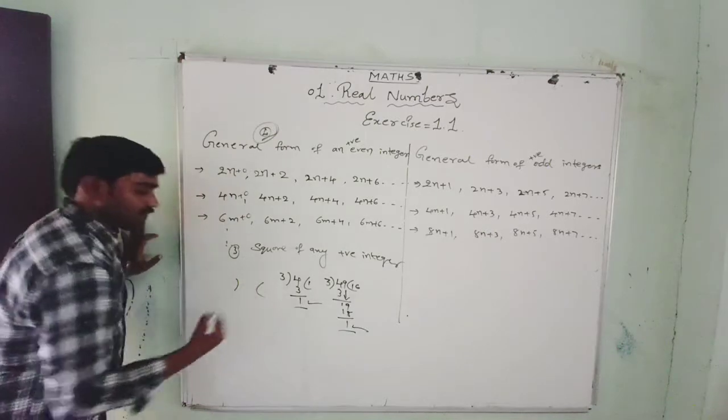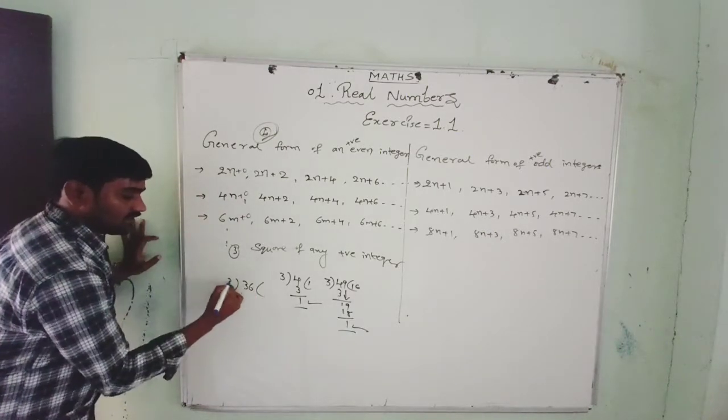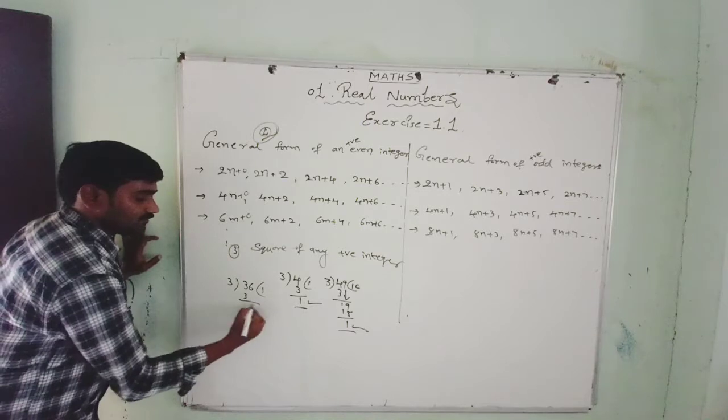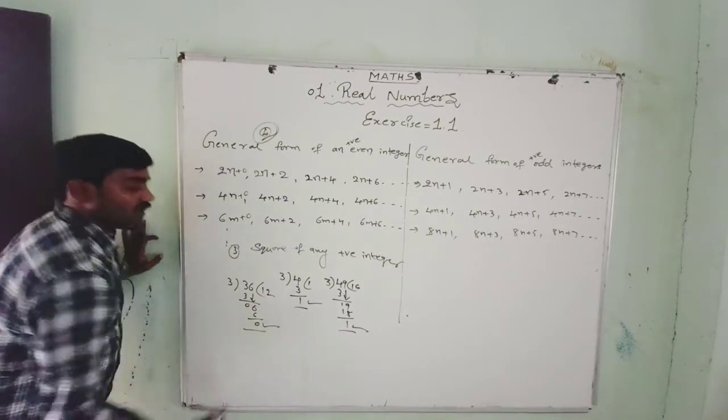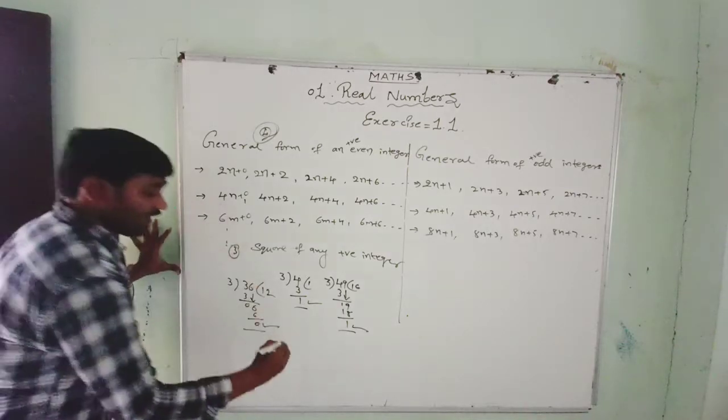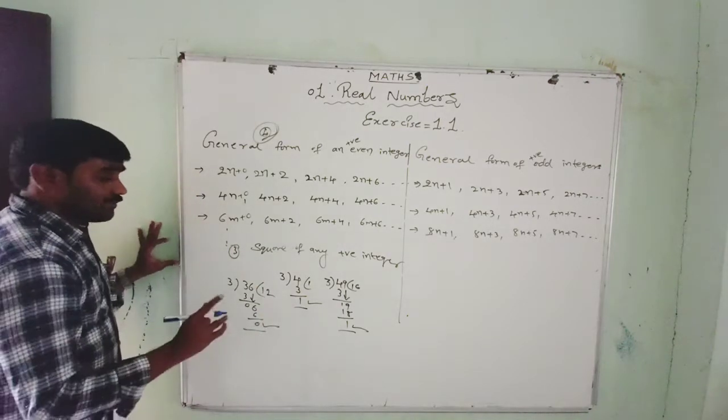So let us take 6 square, that is 36. You divide by 3. 3 ones are 3, 0. Take 6. 3 twos are 6, 0. Here you got remainder 0. You take any other numbers. Any numbers, always.